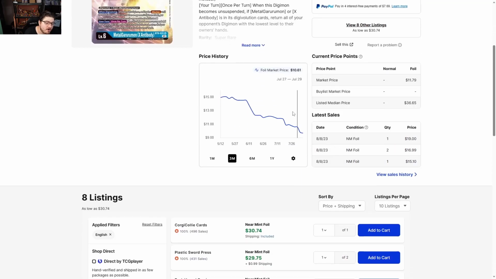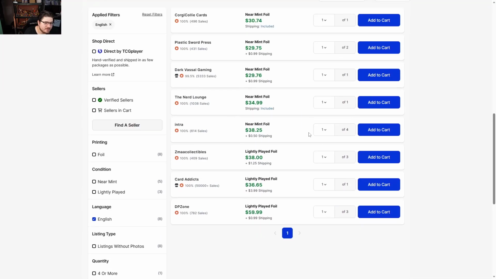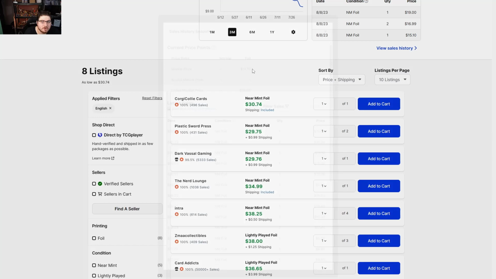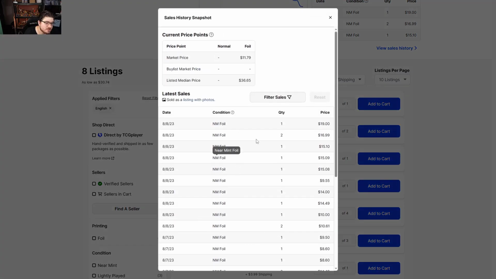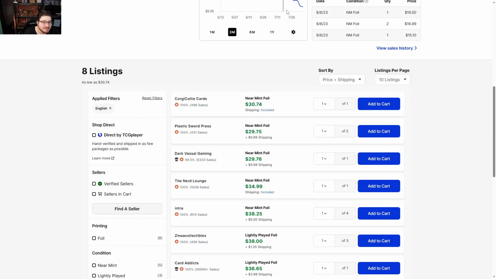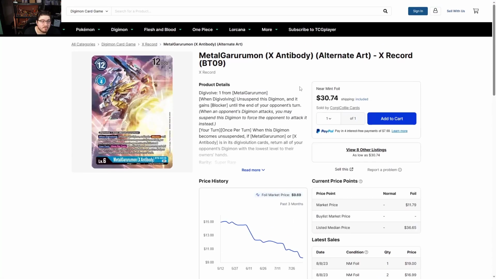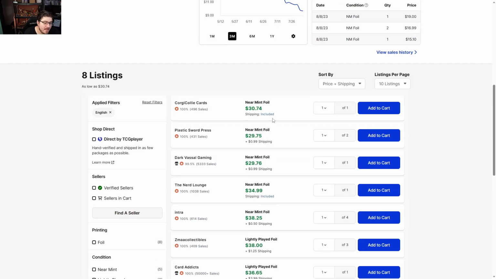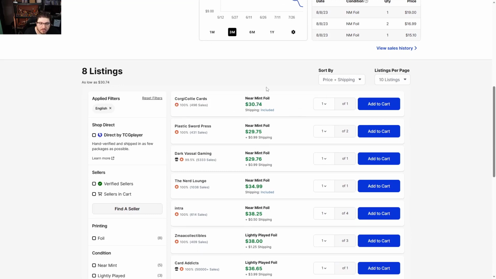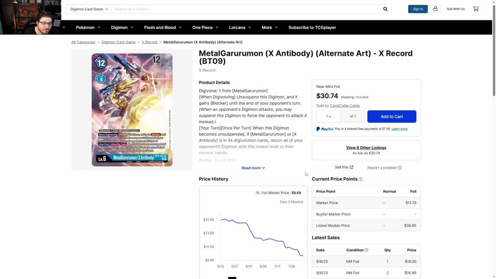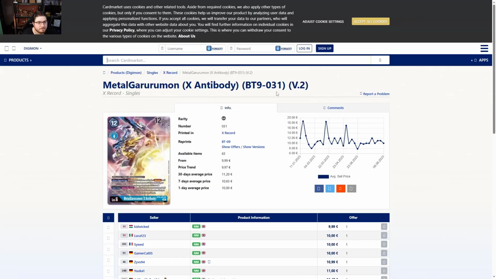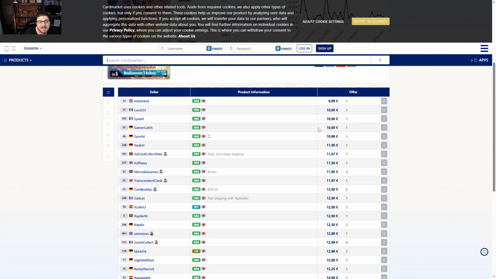Metal Gurumon X Antibody Alternate Art. Has only 8 listings left. People went on a little buy craze, it seems, in the last 24 hours. No surprise there, just because now the new support is actually fantastic. I'm not surprised here. You know, you get $30.74. You know, people are going to build this deck without a doubt. Europe side, €10, €11.95.